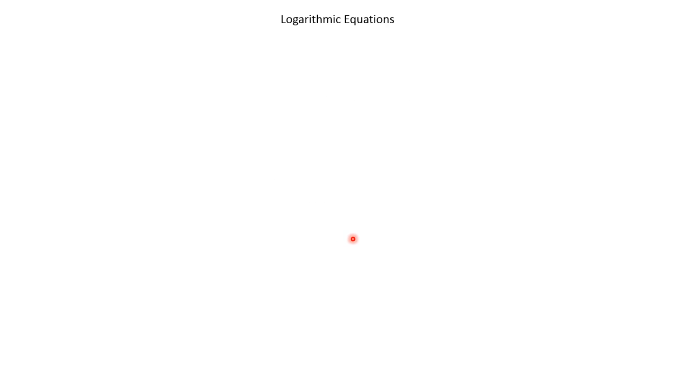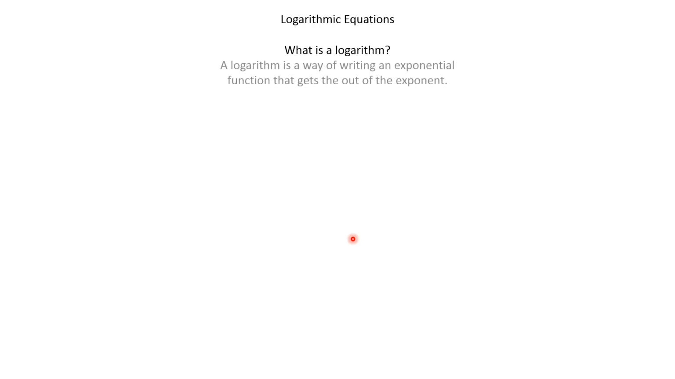So let's look at logarithmic equations. The first question is, what is a logarithm? A logarithm is a way of writing an exponential function that gets the variable out of the exponent, so you can actually do something with it. We'll talk a little bit later about some of the applications of logarithms, but really it's just a way of getting the variable out of an exponent. It's a function that talks about the magnitude of a function.